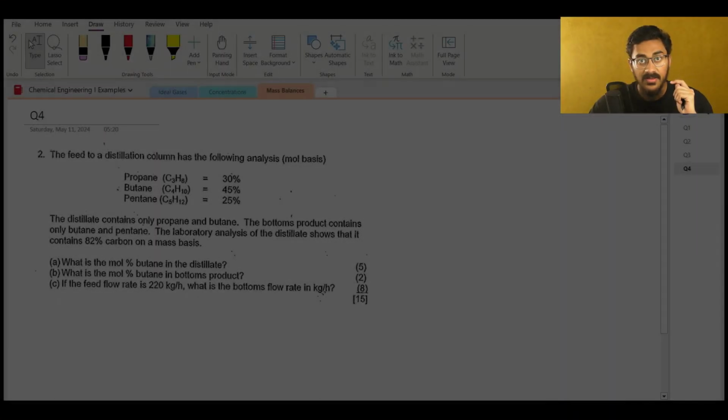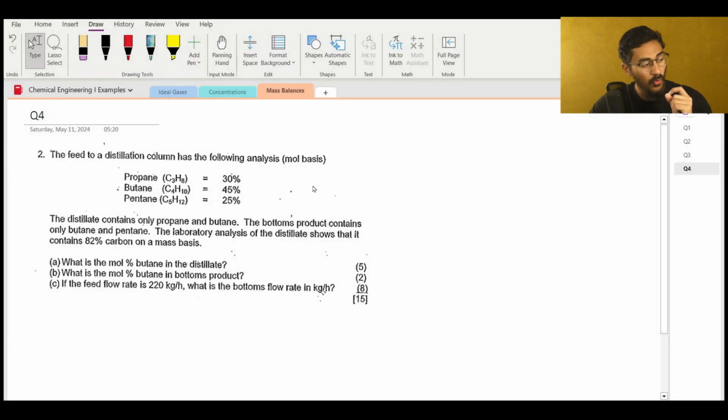All right, now let's have a look at question 4, and this is also taken from a past exam paper. So this question is not too difficult, but you can see that it comes down to 15 marks at the end. So it's not difficult, but there is a bit of work to do.